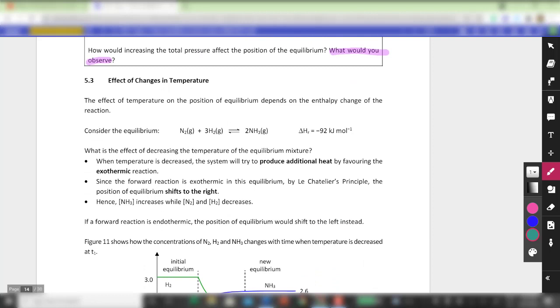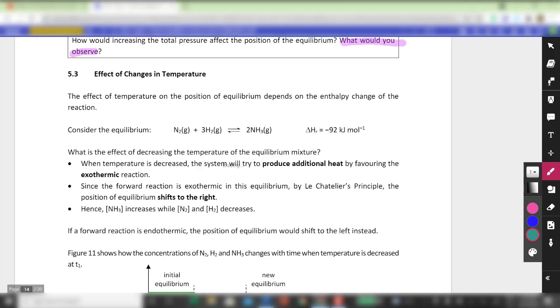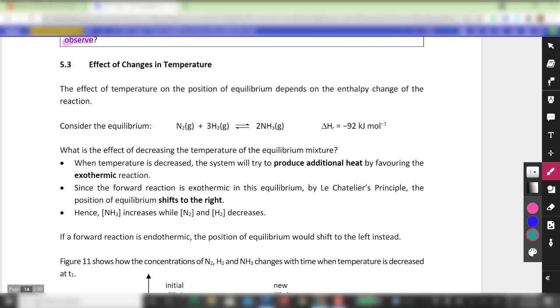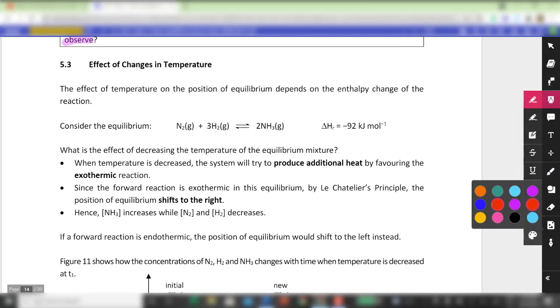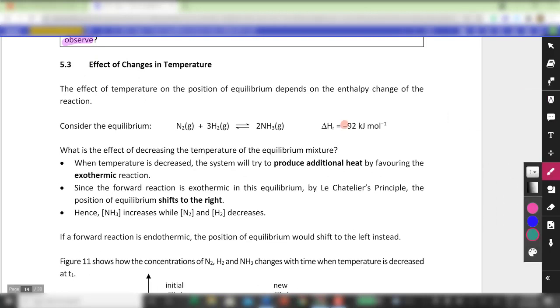Now next, what about the change in temperature? How will temperature affect equilibrium? Truth to be told, it depends on the enthalpy change, whether it is an exothermic or endothermic reaction. In this case, we're looking at an exothermic reaction. For the Haber process, heat is being released.